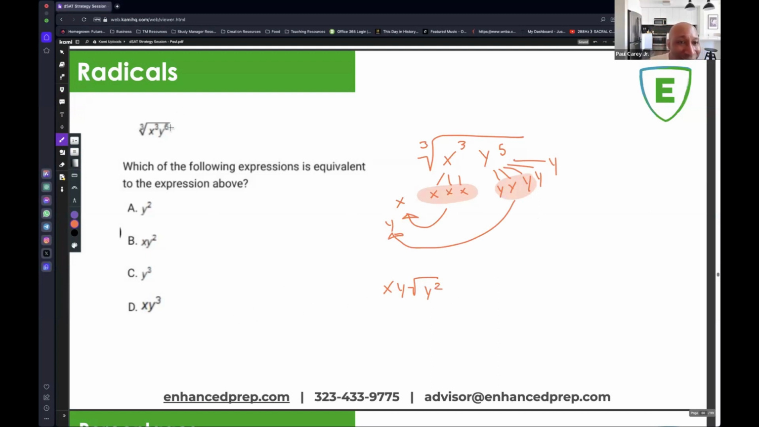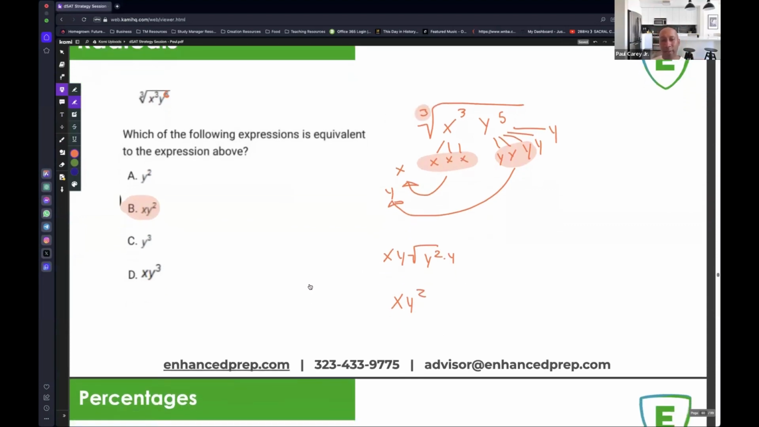And I don't see the answer there, so I think they may have meant that this was supposed to be y to the 6th, not y to the 5th. So if it was y to the 6th, that means we would have another y in there. We could bring that out, and then we're going to basically get x times y squared, which is answer choice B. Okay. So just remember that we always want to think about the groups that we have, group them in whatever number we have up here, and then that's how we can take those out.